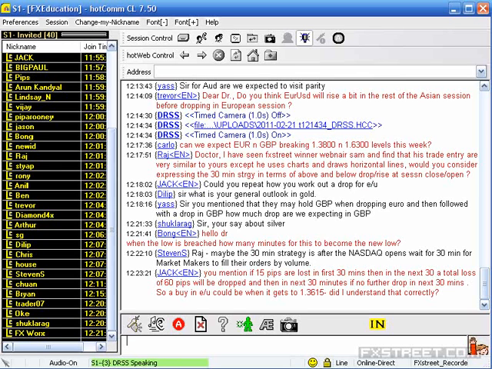Then Carlo asks, can we expect euro and GBP breaking the 1.3863 level? Yeah, there is great potential after the drop. It depends upon the intensity of the drop. We'll be able to estimate it. If they drop very quickly, then the rise will be very big. If it is a sluggish drop, then a sluggish rise will be there. It is like a bouncing ball effect.